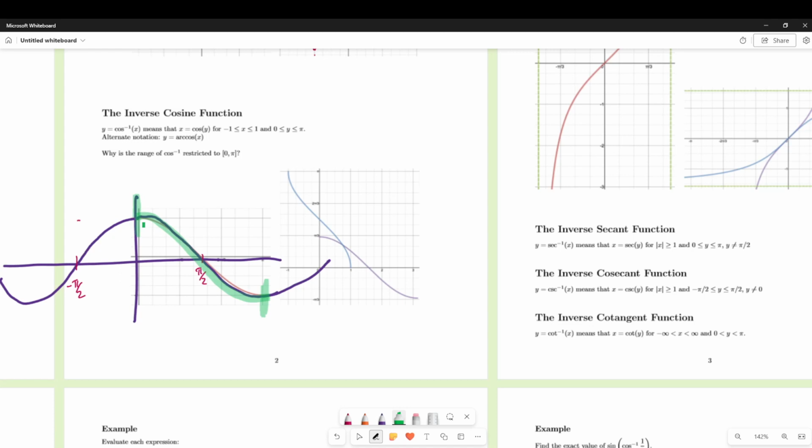That way we get all of our answers, sure, but we get all of our answers only once.